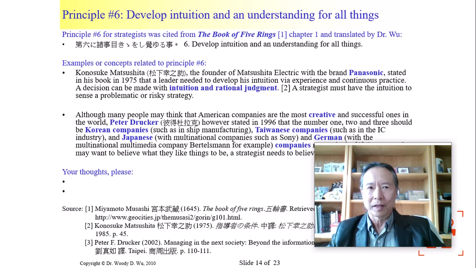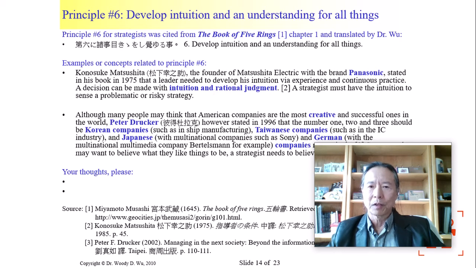Principle number six, develop intuition and an understanding for all things. Konosuke Matsushita, the founder of Matsushita Electric, which is the brand like Panasonic, wrote a book in 1975. He stated, a decision can be made with intuition and rational judgment.